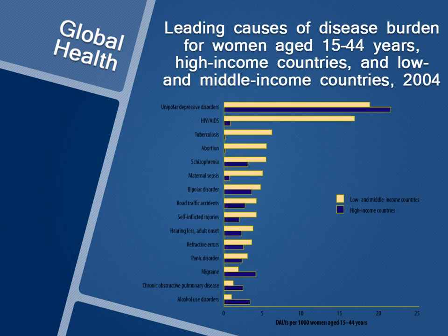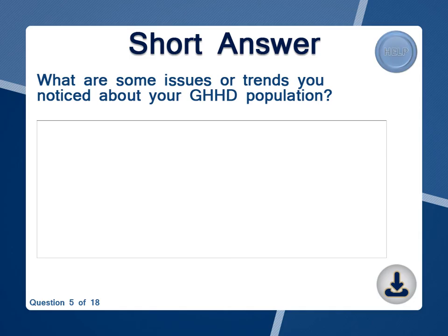Here is a comparison of women, 15 to 44 years of age, in high-income and low to middle-income countries. As you can see, the leading cause of disease burden is unipolar depressive disorders. In low to middle-income countries, HIV/AIDS is a huge issue. Not so in high-income countries.